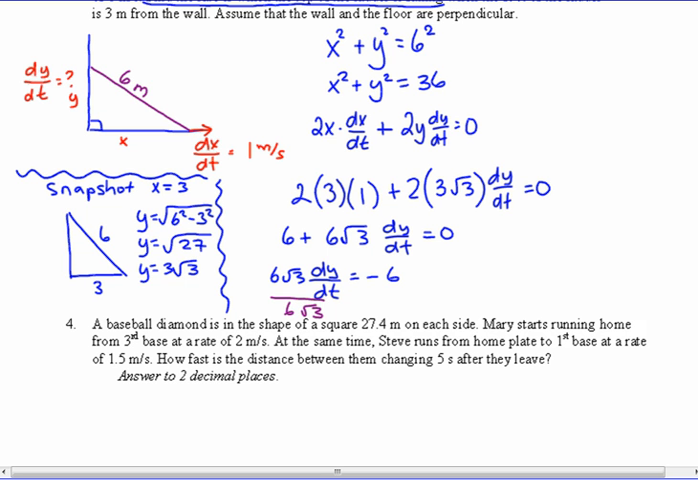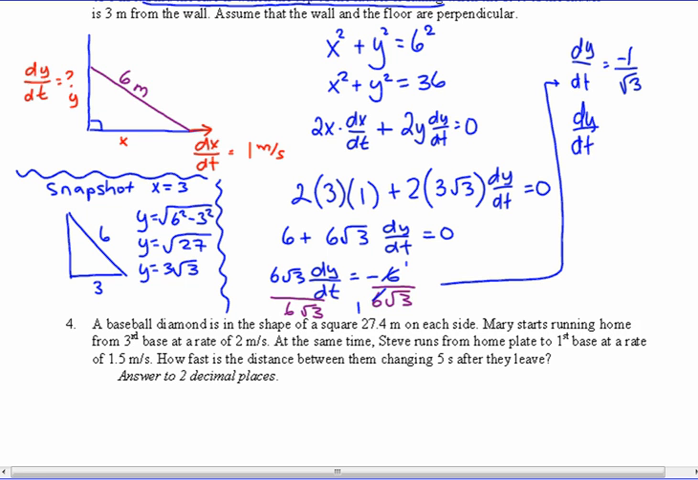6 root 3. Unfortunately, we don't really want a radical on the bottom. So we can reduce the 6's. So we have dy/dt equals negative 1 over root 3. How can I get rid of the radical on the bottom? Rationalize it, so what would it become? Negative root 3 over 3 meters per second. I don't know, it's just the way they like it in math.